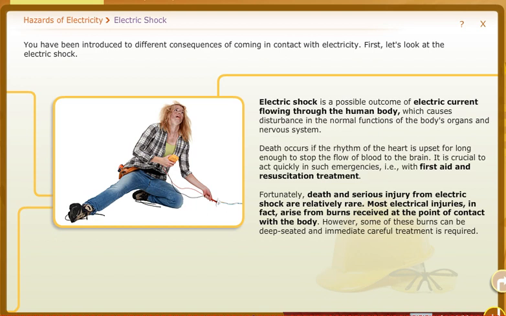Fortunately, death and serious injury from electric shock are relatively rare. Most electrical injuries, in fact, arise from burns received at the point of contact with the body. However, some of these burns can be deep-seated and immediate careful treatment is required.